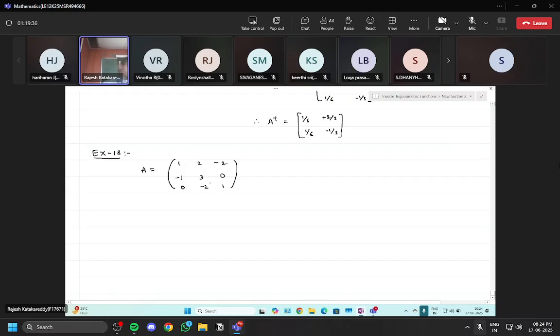So they are using row operations, I'll use columns. For columns, as I mentioned, I'll write A is equal to A into the identity matrix. On the right hand side, I won't substitute A. 1, 2, minus 2, minus 1, 3, 0, and the other. 3, 0. What's wrong?